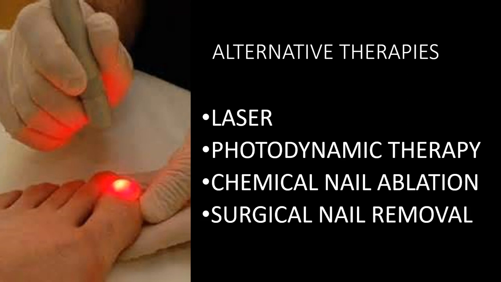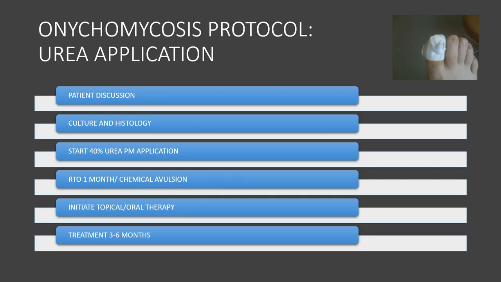A number of alternative therapies are available, such as laser therapy, photodynamic therapy, chemical nail ablation, primarily utilizing urea or urea and salicylic acid, and of course surgical nail removal.